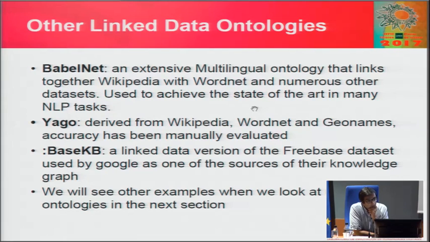And then there's Yago, which again is derived from Wikipedia, WordNet, and GeoNames, and Yago's unique selling point is that its accuracy has been manually evaluated. Then there's BaseKB, which is a linked data version of the Freebase dataset, which is interesting because it was used by Google, as well as probably still is, as one of the sources of their knowledge graph. There are also several other upper level ontologies, but we'll look at those in the next section.